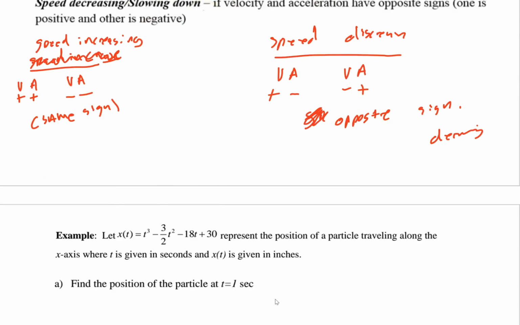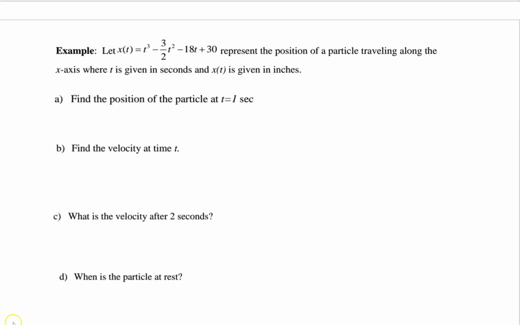So that's the gist of it. Let's do a few examples. Our first full example: let x of t, that's its displacement, they're using x, it's fine, equal t cubed minus 3 halves t squared minus 18t plus 30 represent the position of a particle traveling along the x-axis, where t is given in seconds and x is given in inches. Find the position of the particle at 1 second. Just plug 1 into our position function, x of t.